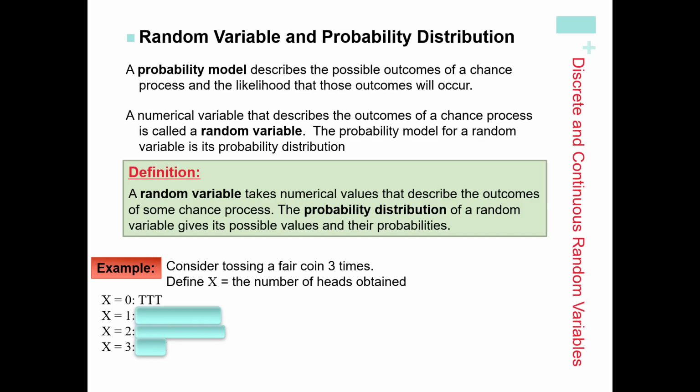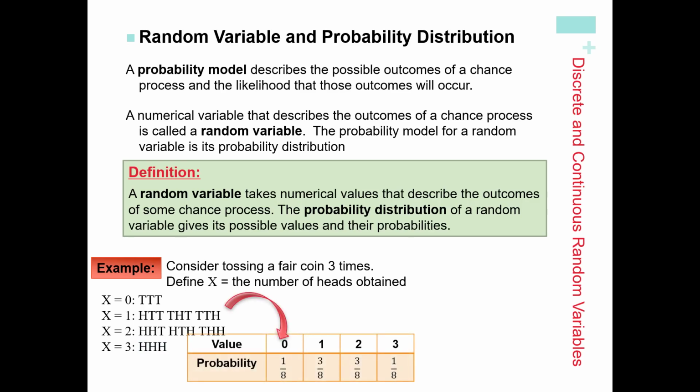The only way to get 0 heads is to flip tails, tails, tails. There are 3 ways to get 1 head. You can get heads, tails, tails; tails, heads, tails; or tails, tails, heads. With 2 heads, there are again 3 ways. You can get heads, heads, tails; heads, tails, heads; or tails, heads, heads. Finally, there's only 1 way to get 3 heads. That's heads, heads, heads.